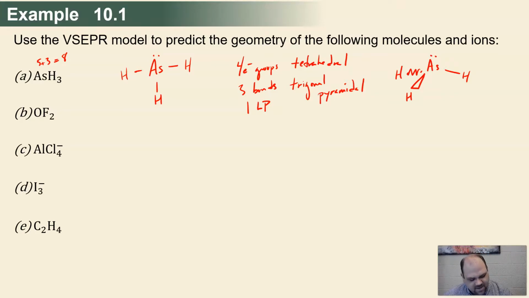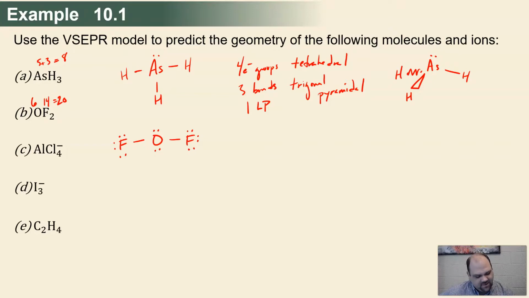OF2. Oxygen has 6 valence electrons. Fluorine each has 7, so that's a total of 14. So you have 20 electrons. Going to put O in the middle, a fluorine to either side. That uses 4 so far. 5, 6, 7, 8, 9, 10, 11, 12, 13, 14, 15, 16. Remember, our rules say if we have leftover electrons, we've got to put them on the central atom, fill his octet. So there's our OF2.